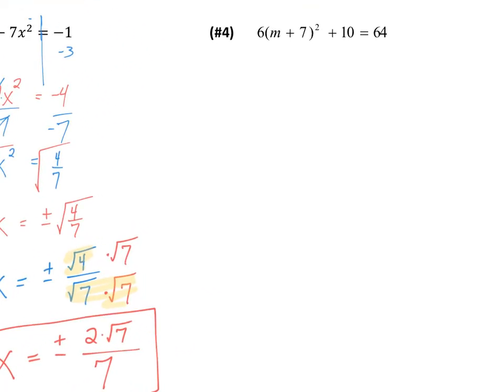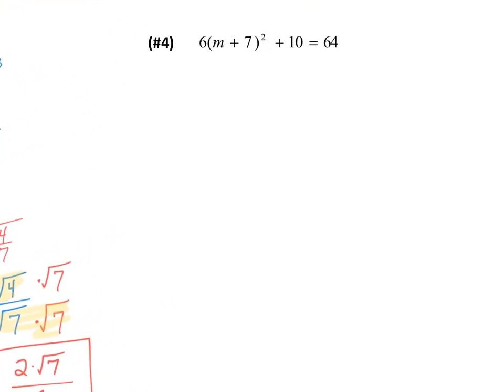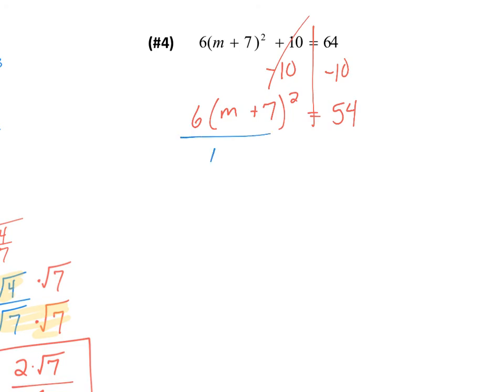Okay, and the last one, number 4. How do you get rid of a plus 10? Subtract 10 to get 6 times the quantity of m plus 7 squared equals 54. How do you get rid of the times 6? Divide by 6. So we get m plus 7 squared equals 54 divided by 6, which is 9.